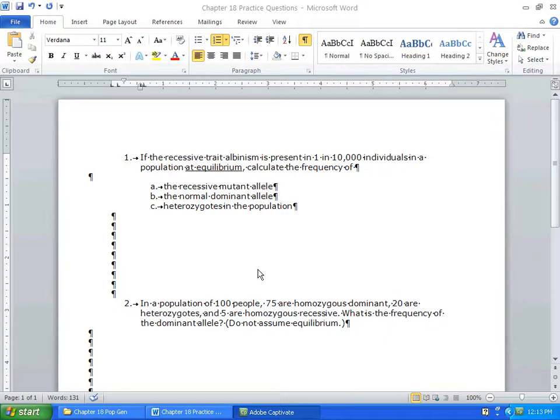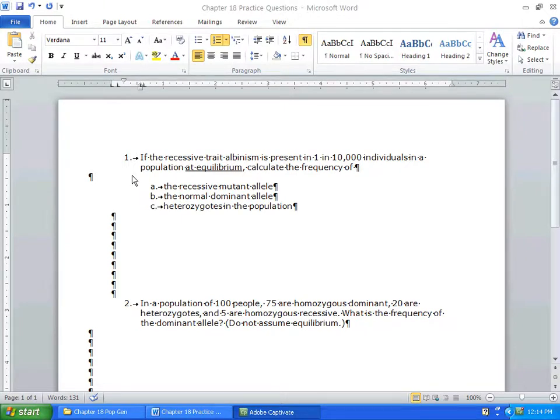The first type of question gives you some information and tells you that a population is at equilibrium and asks you to solve for a certain variable. And for that kind of question, you can apply the Hardy-Weinberg equation. The second type of problem asks for some information but tells you that the population is not in equilibrium, and so you cannot use the Hardy-Weinberg equation. So fundamentally two different ways to solve problems that are otherwise similar.